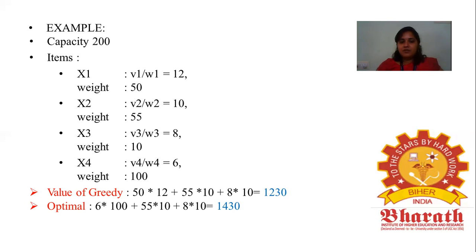So here we have to identify the value for greedy. Normally, whenever we solve using the greedy method, we multiply the profit by weight ratio with the weight. So 50 into 12 plus 55 into 10 plus 8 into 10.